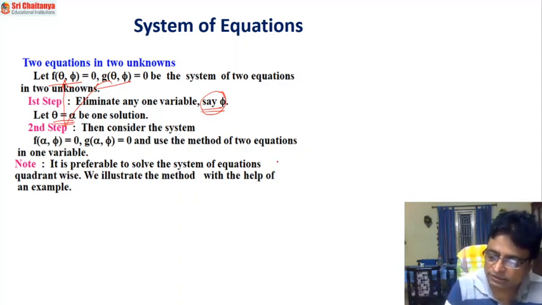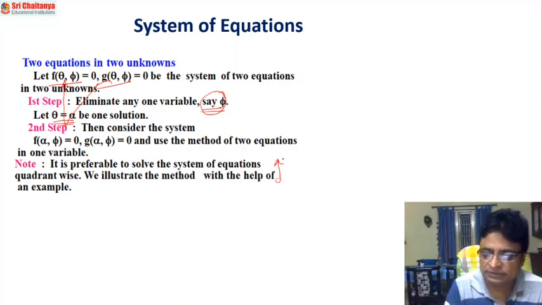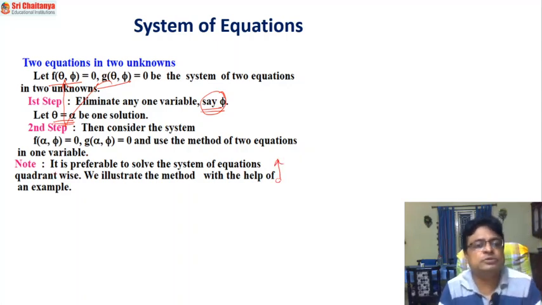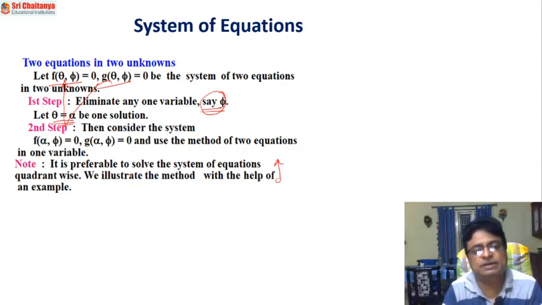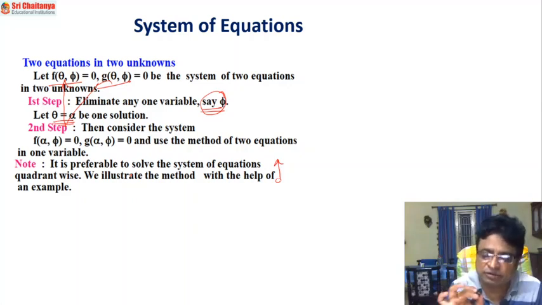Note here, this is a very, very important point, my dear friends. It is preferable to solve the system of equations quadrant wise, because whenever two equations and two unknowns are given, after elimination of one variable, you better try to understand what quadrant is there, in which quadrant those equations will exist, etc. Very good important points while solving this particular model.